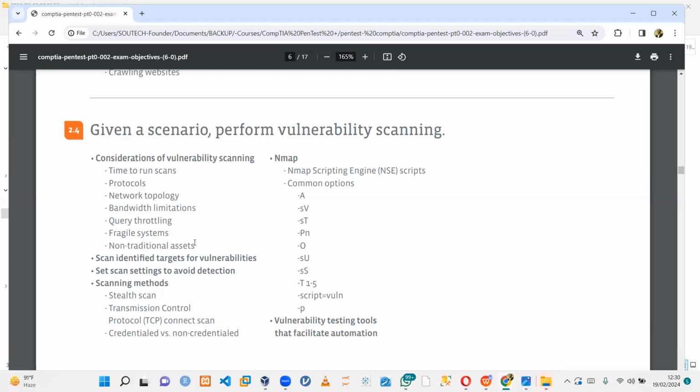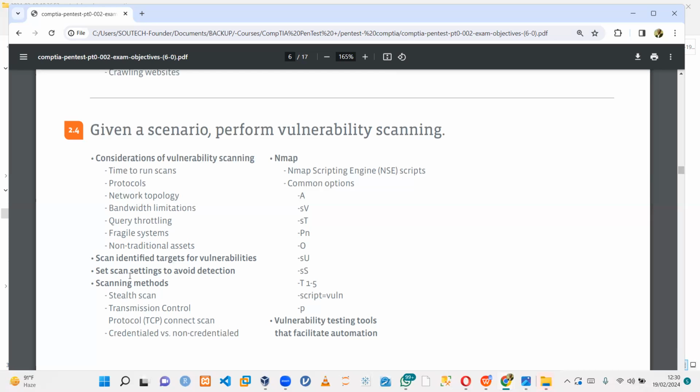Query throttling. Can you throttle, can you queue up your queries? There are fragile systems. You have some systems that maybe don't have so much RAM, don't have so much processor speed, and cannot take such a heavy load. So these are different considerations. Then assets that are not traditional. They can be bespoke, they can be custom, they can be proprietary devices.